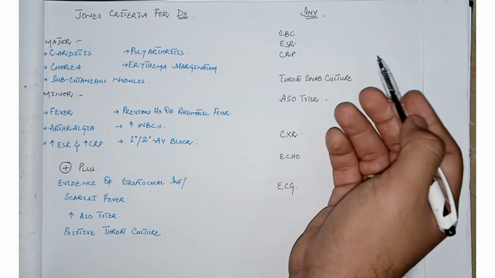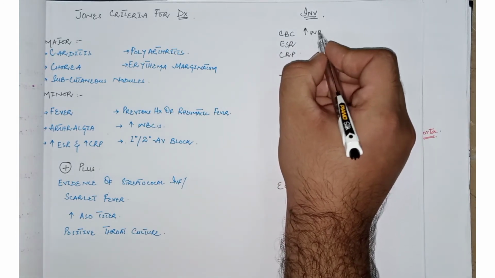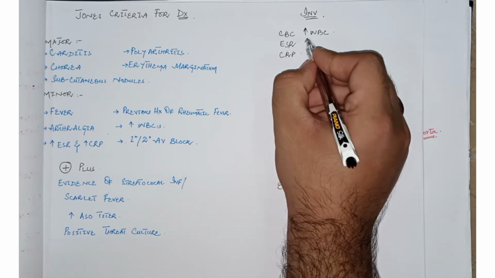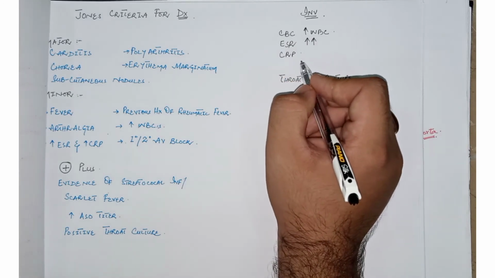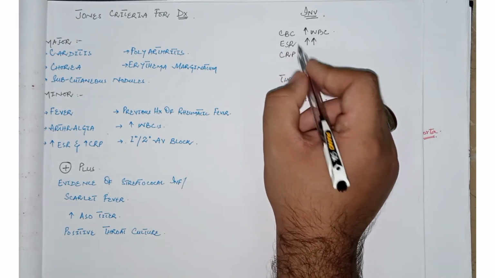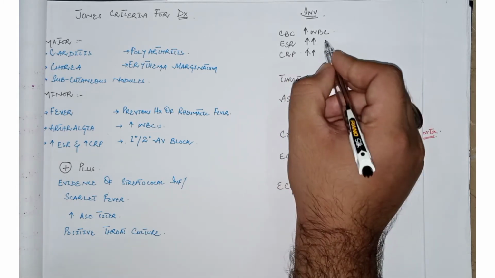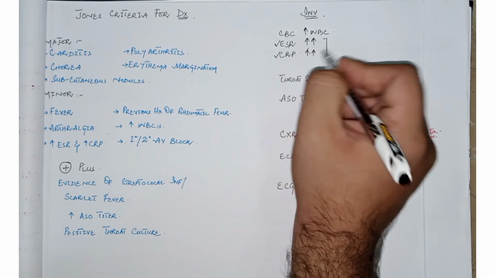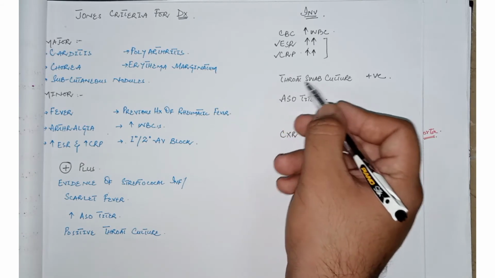Now come to the investigations. The CBC shows increased WBC count, that is leukocytosis because of infection, and there is raised ESR, that is erythrocyte sedimentation rate, and raised C-reactive protein. These two are inflammatory markers as we have discussed previously, and the progress of the disease can be assessed by ESR and C-reactive protein. Throat swab culture is also an investigation.